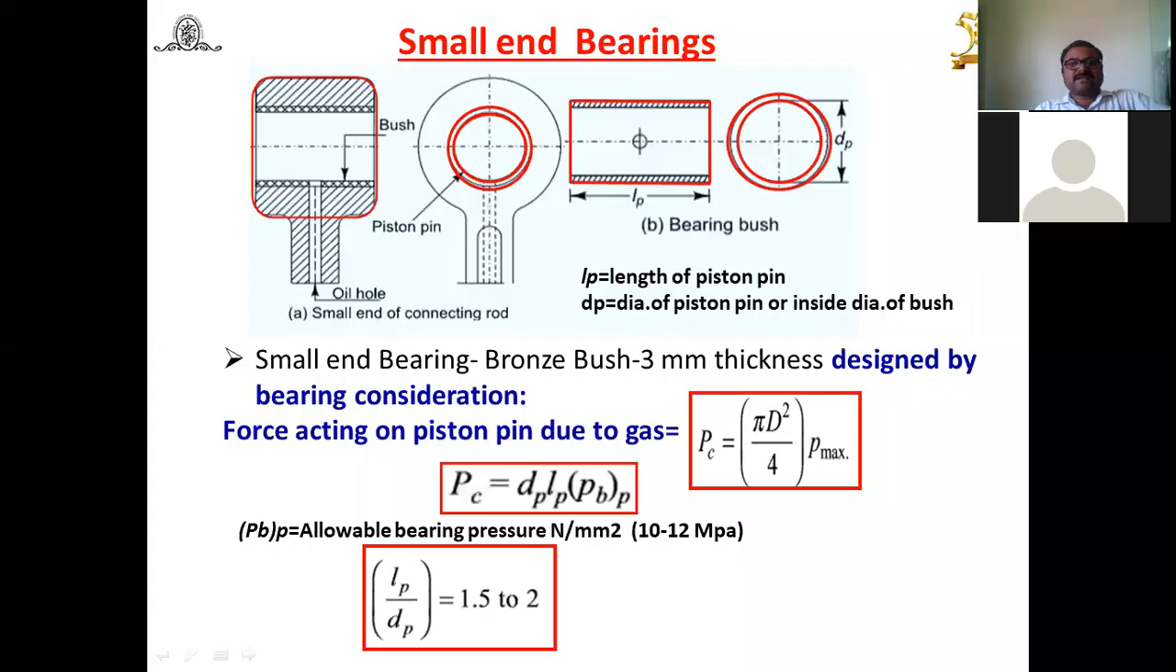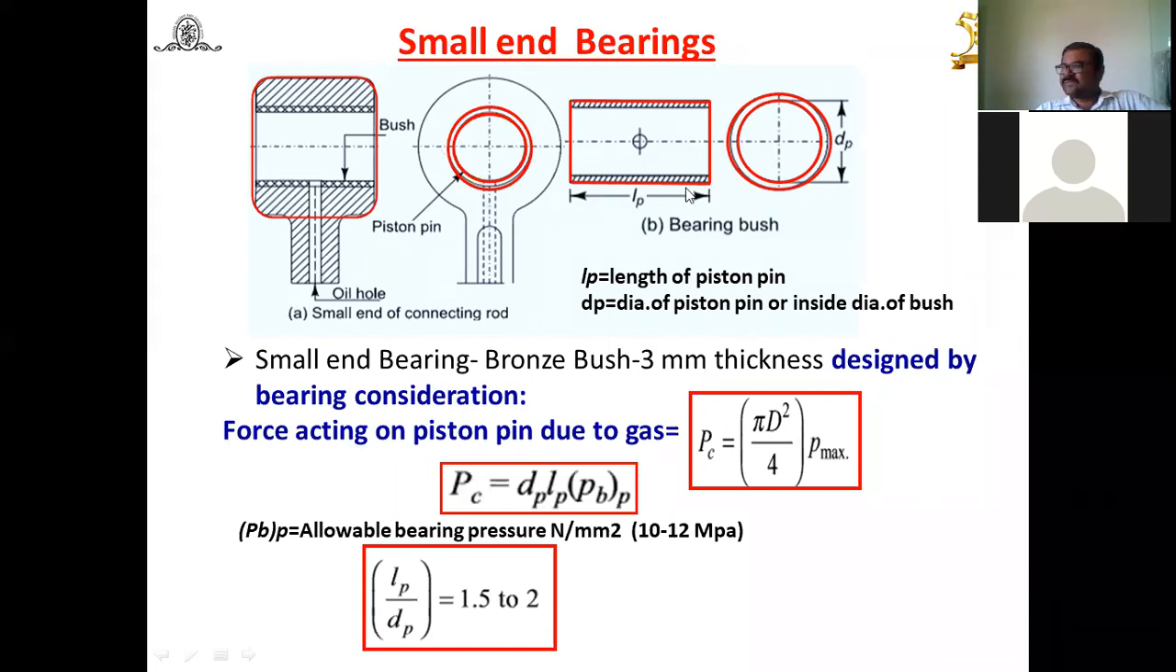Now let us see here. We have to design based on the bearing consideration. Bearing consideration means how to find out. The force which is coming on the piston due to gas, we know, is pi by 4 d square into P max, and the bearing pressure on this pin or piston pin or a bush.